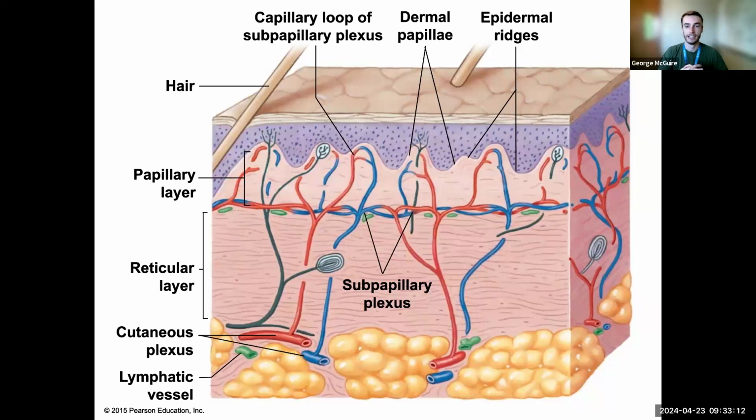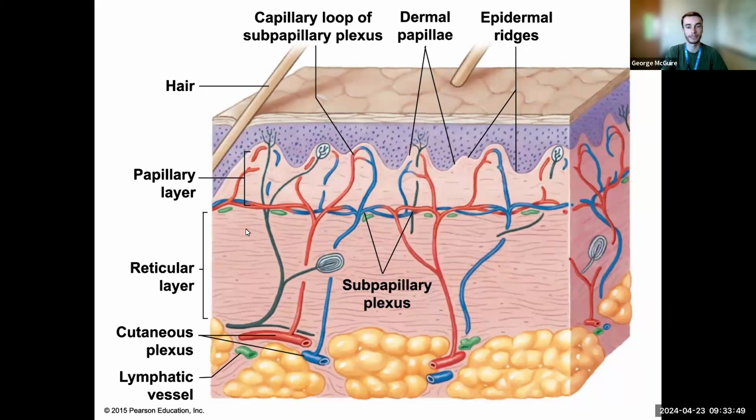And within the papillary layer, we have all the blood vessels that are going to supply the epidermis. Again, they don't penetrate into the epidermis. Epithelia don't have blood vessels within it, but the nutrients from these blood vessels are what are going to diffuse or be absorbed into the epidermis. And so those blood vessels come from the subpapillary plexus. So the plexi is the branching network of capillaries and veins that are going to supply the surrounding tissue. The subpapillary plexus supplies the papillary layer and the epidermis. And again, this is areolar tissue.